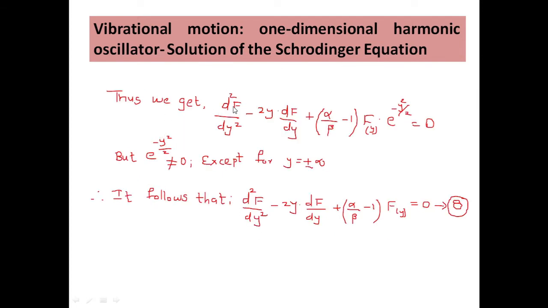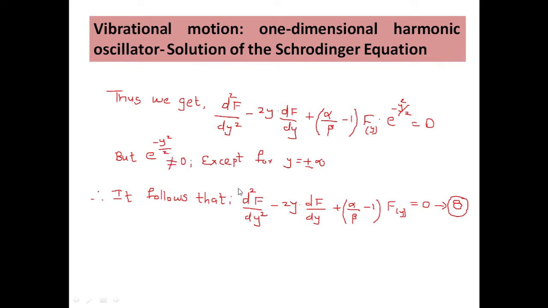We get d square f by dy squared minus 2y into df by dy plus alpha by beta minus 1 of f of y into e raised to minus y squared by 2 is equal to 0. But we know that this function, e raised to minus y squared by 2, is the asymptotic solution and it is never equal to 0. But it can be 0 for y equal to infinity. That is the extreme case, but we are looking for the solution for the intermediate range of y. So for the intermediate range of y, e raised to minus y squared by 2 is never equal to 0.